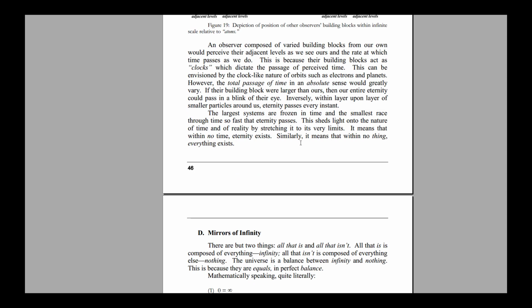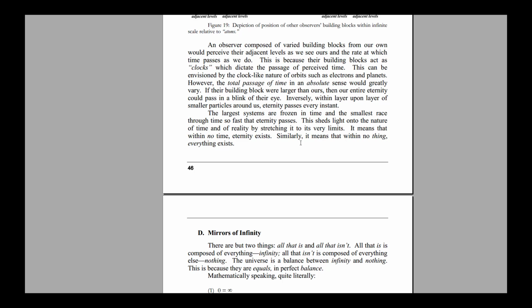An observer composed of varied building blocks from our own would perceive their adjacent levels as we see ours, and the rate at which time passes as we do. This is because their building blocks act as clocks which dictate the passage of perceived time. This can be envisioned by the clock-like nature of orbits such as electrons and planets. However, the total passage of time in an absolute sense would greatly vary.